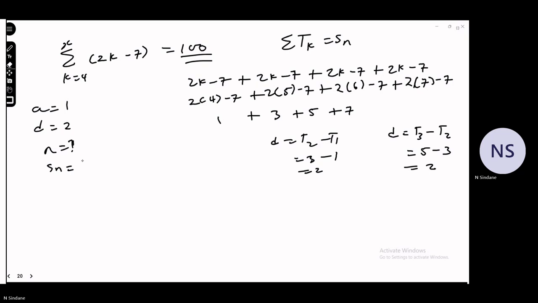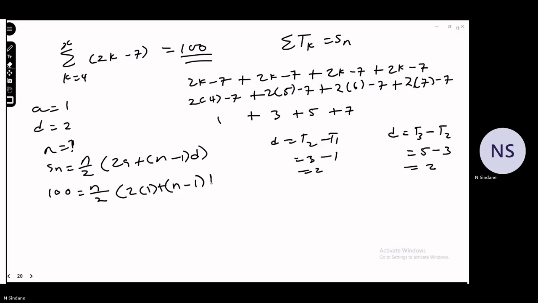Sn is equal to n over 2 into 2a plus (n minus 1) d. Here I'm going to have my d. S100 is equal to n over 2 into 2 times the value of a1, plus (n minus 1) d. Then 100 multiplied by 2 is equal to n into 2 plus d, we said d is 2. This will be 2n minus 2.